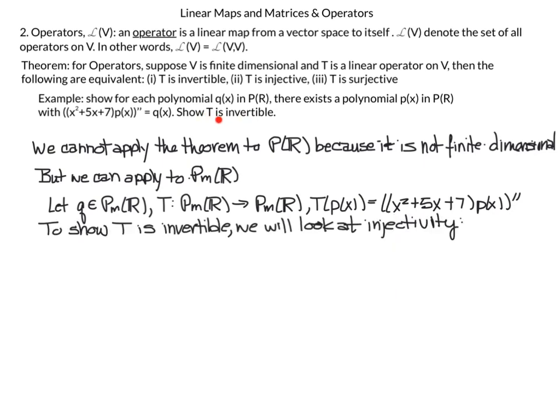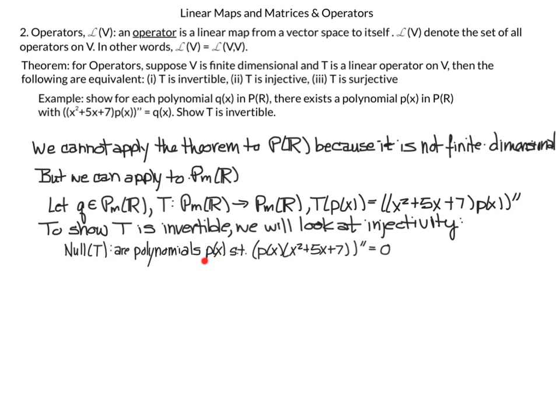If we now want to show T is invertible, because it is a linear operator, in other words, our W is equal to our V, or it maps onto itself, we can choose to either show T is injective or T is surjective. We don't need to show both. I'm going to focus on T being injective. So to show T is invertible, we'll look at injectivity. And to do this, we're going to consider the null space of T.